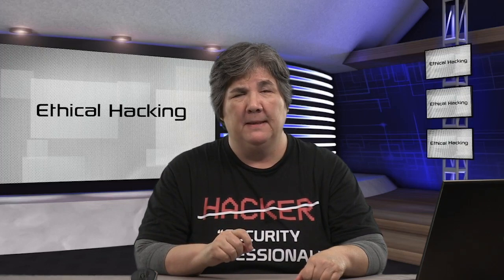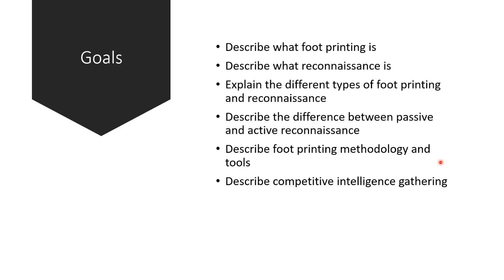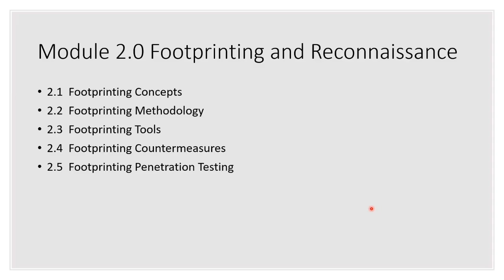We've talked about background. Now let's get on to footprinting and reconnaissance. What we want to do is make sure you know what footprinting is, what reconnaissance is, and the different types of both, and the difference between passive and active reconnaissance, and different tools and methodologies, and what competitive intelligence gathering is. So here are the topics. We'll talk about the concepts, the methodology, the tools, the countermeasures, and pen testing.